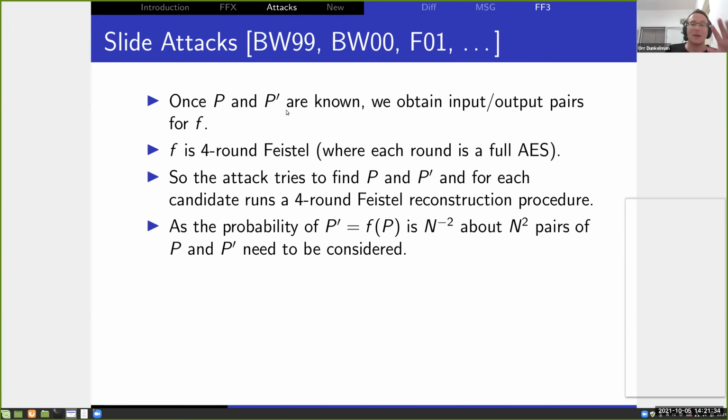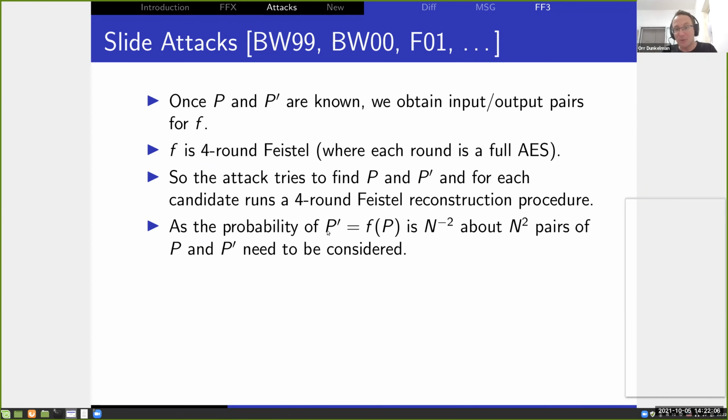Luckily, what happens is we're going to take chains of values, and we're just trying to find whether they are generating something that works. The main idea behind the attack is to take many P and P primes, generate chains from them, and check whether the chains you generated correspond to a 4 round Feistel construction. If this is the case, you found P, you found P prime, and now we just have to attack 4 round Feistel and reconstruct it.